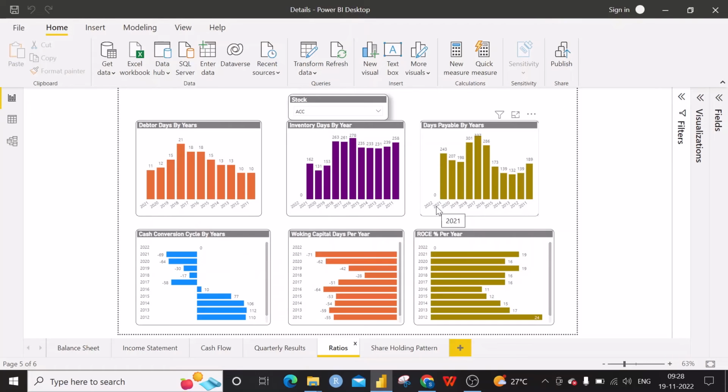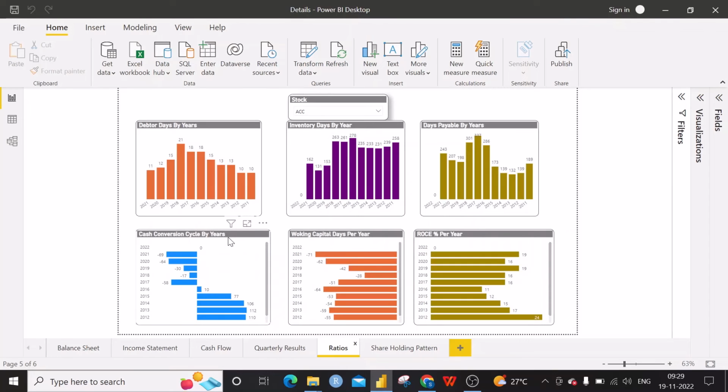However, they have to be very keen on avoiding any dissatisfaction of the suppliers because of these longer days. But however, the ACC management has got a good control in paying their bills, or good negotiation with the suppliers in paying their bills. The next one is the cash conversion cycle.